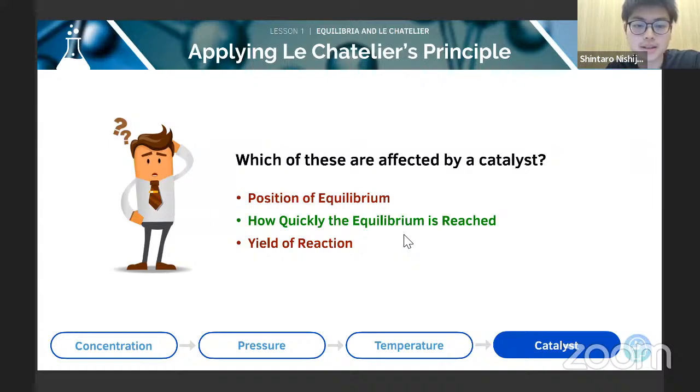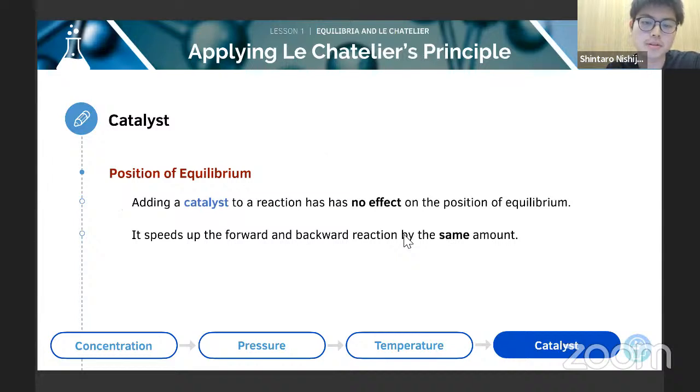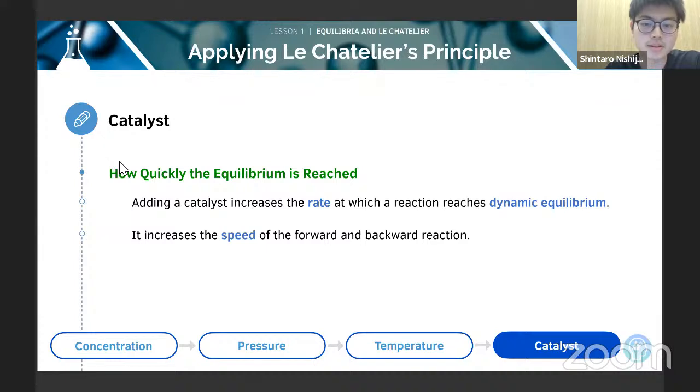But it does not change the position of equilibrium. That's extremely important to remember. Adding a catalyst to a reaction has no effect on the position of equilibrium. It speeds up the forward and backward reaction by the same amount. So I just remember catalyst, double speed. It's not technically double, but it's good to have an image to help you remember. It just speeds up everything.